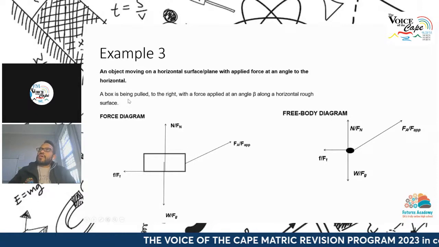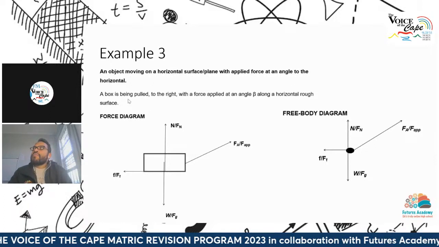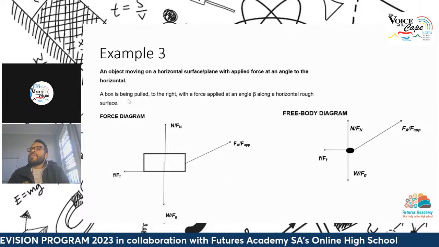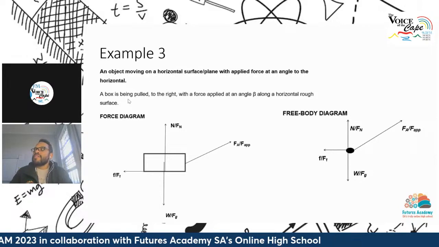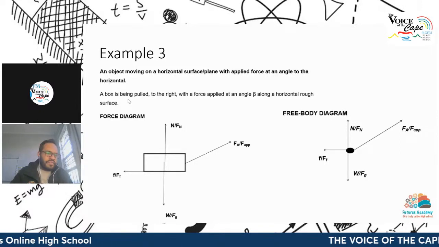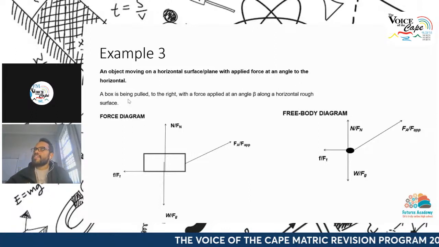So let's read the example. An object moving on a horizontal surface or plane with applied force at an angle to the horizontal. So there we go. The box is being pulled to the right with a force applied at an angle beta along a horizontal rough surface. So let's look at this over here.